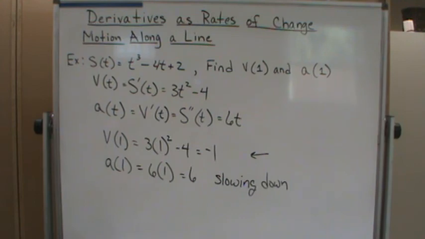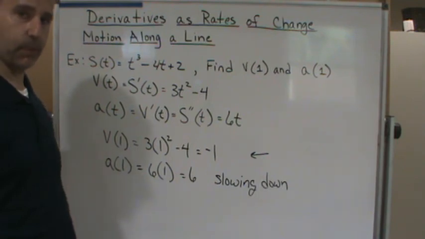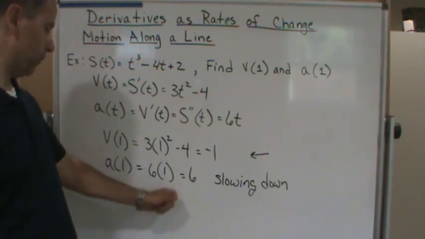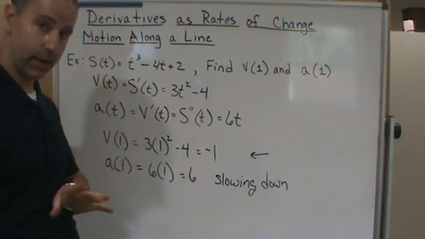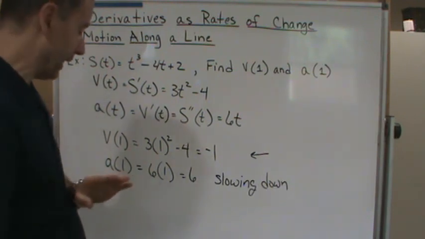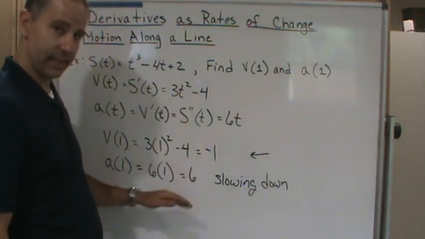Okay, so again, just be careful. It's not enough just to look at acceleration and say, well, since the acceleration is positive, it must be speeding up. Okay, or if it's negative, it's slowing down. Okay, remember the positive and negative sign is about direction. Whether it's slowing down or speeding up has to do with the relationship between velocity and acceleration.